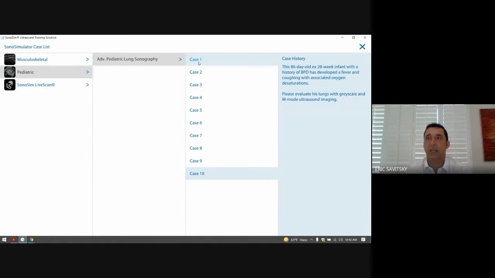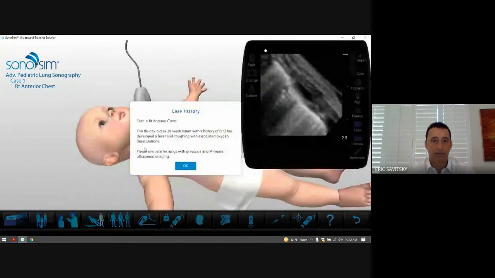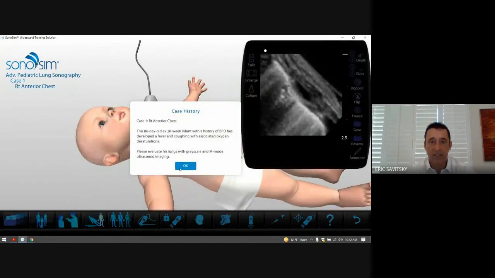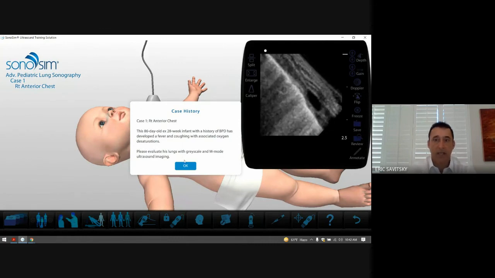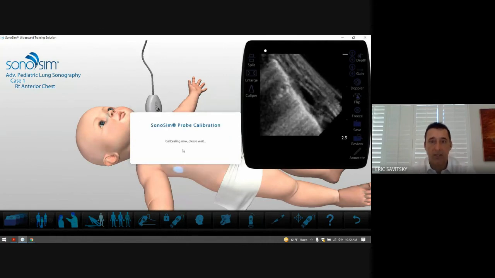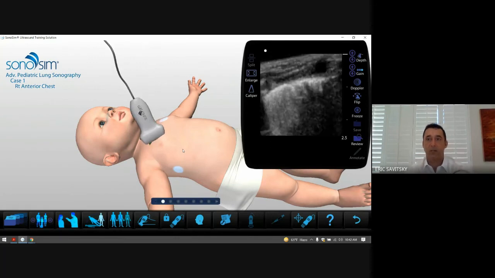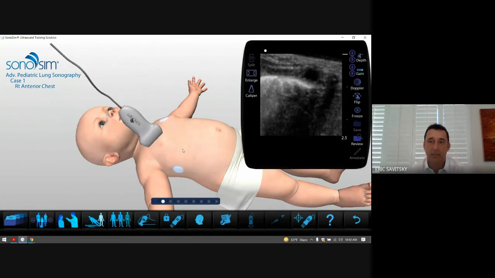So this is an 86-day-old ex-28-week infant with a history of BPD. Now has developed a fever, coughing, and O2 desaturations. We're going to load the case. Once again, there's the history, and it's asking us to evaluate his lungs with grayscale and M-mode ultrasound imaging. Quick probe calibration.